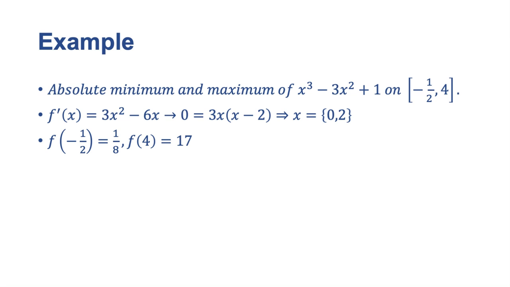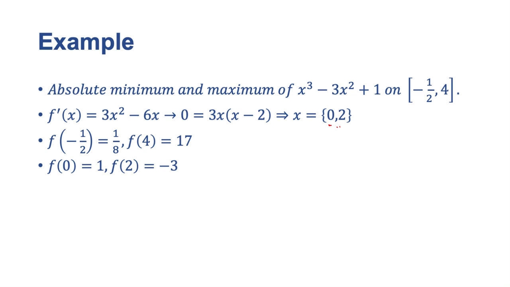Okay, so now let's find the values of f at our two critical numbers that we found here. And that will say that f of 0 is equal to 1 when we plug that into our function, and then f of 2 will be negative 3 when that is plugged into our function. Okay, so now we need to determine what our absolute maximum and absolute minimum values are on our interval.